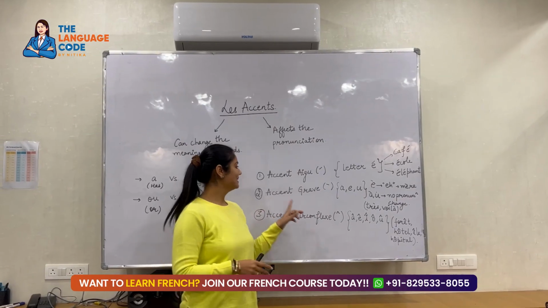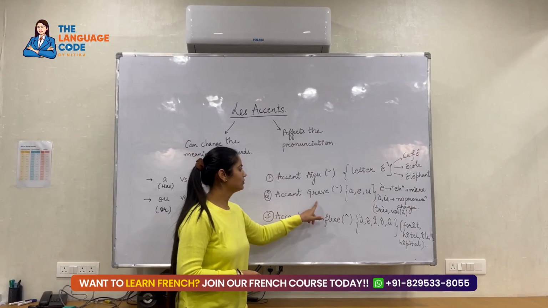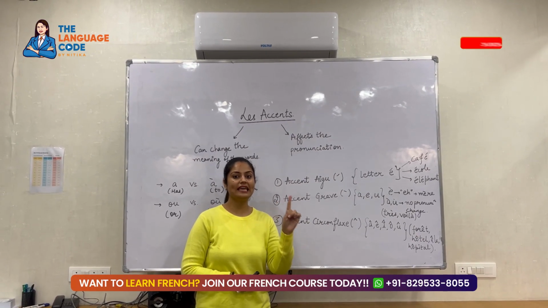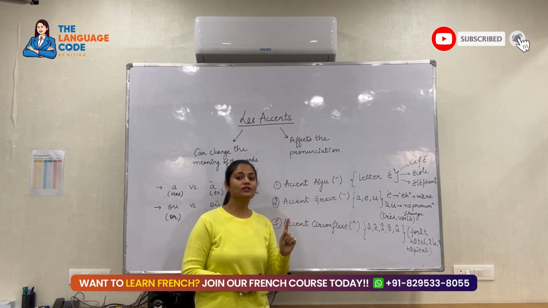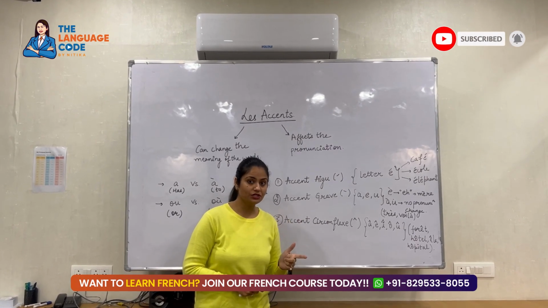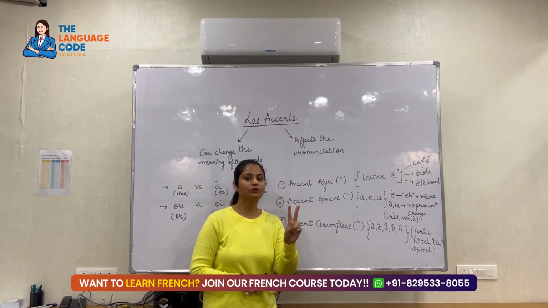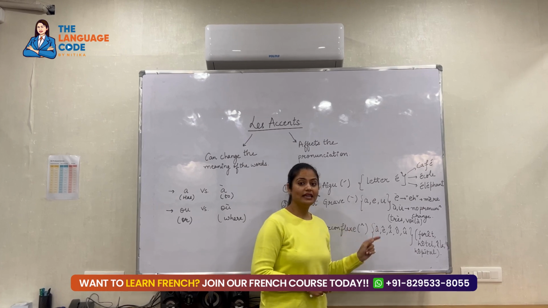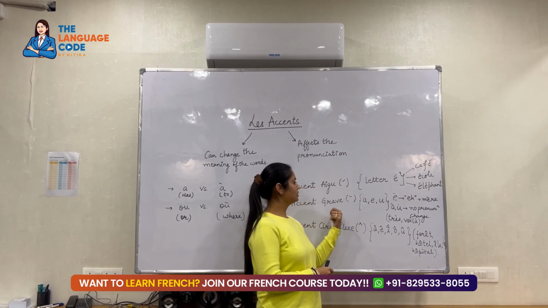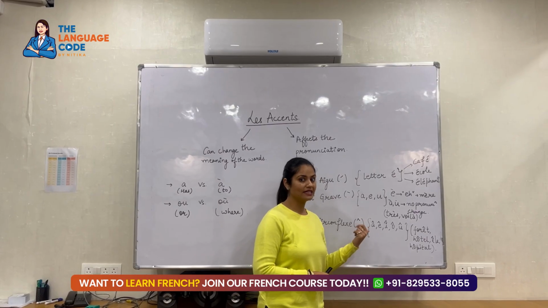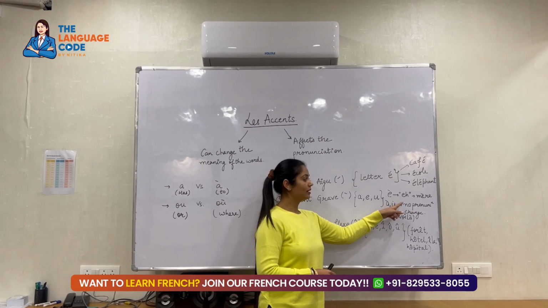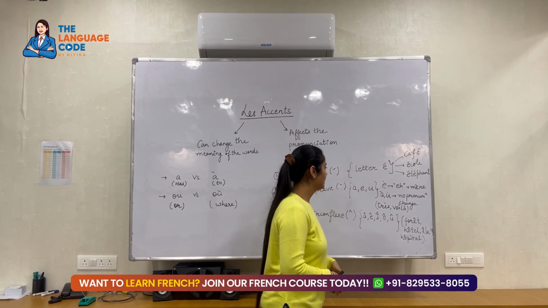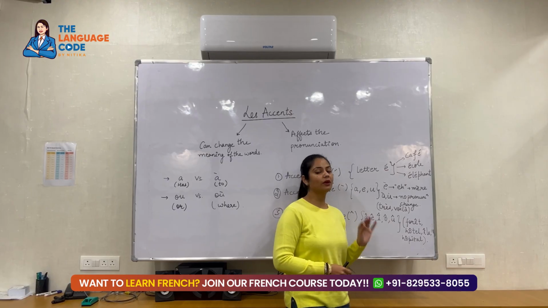Now let's learn the second accent, that is accent grave. Accent grave is used with 3 vowels, that is A, E and U. In case of E, the sound is going to change. However, in case of A and U, the sound remains the same. So let's learn E. In È, the accent grave changes the pronunciation, that is eh. For example, mère, père. That is mother and father in French, right?